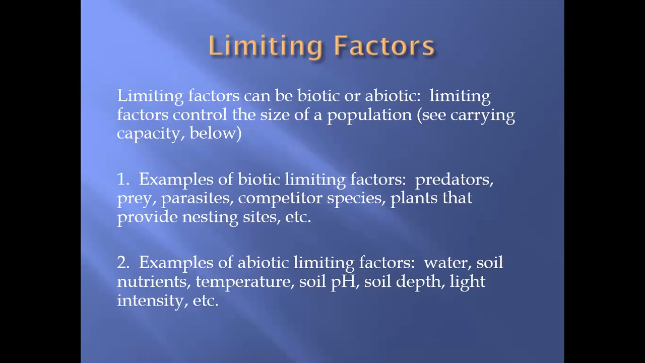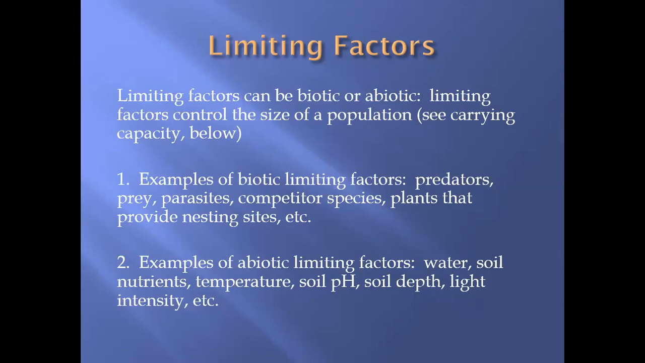Biotic would refer to anything living, and abiotic limiting factors would refer to those non-living factors. So biotic limiting factors are going to be living things that limit a population: a population's predators, the amount of prey that are available to eat in a given season, parasites that the population might suffer from, competitor species that the population has to fight for food, and the amount of plants that provide either food or also nesting sites for them. For example, the number of trees would also be a limiting factor.